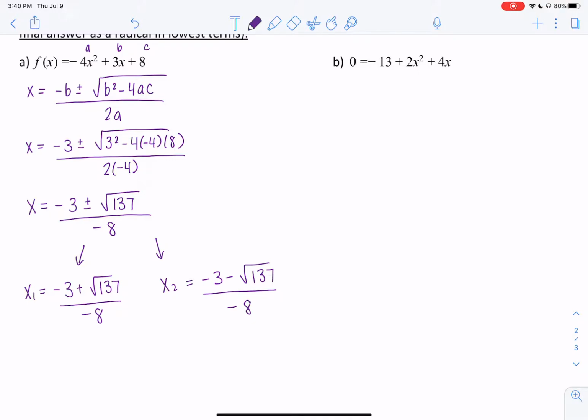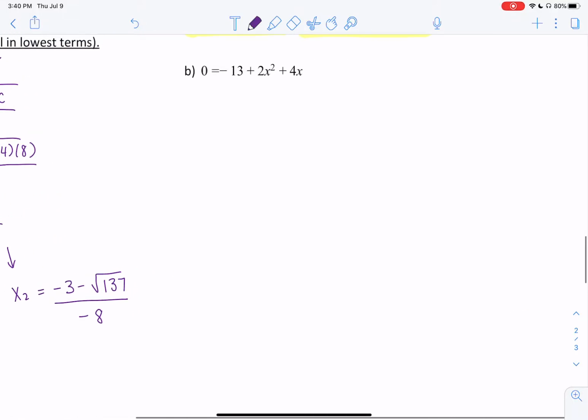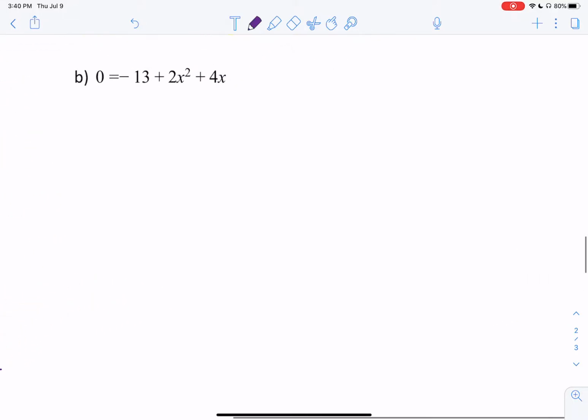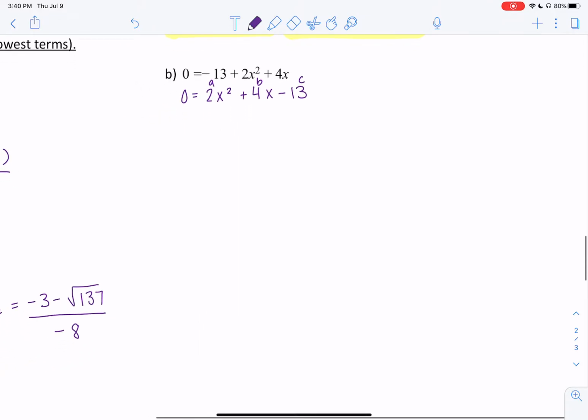Let's try the next one. For this one, same idea. We have to label our a, b, and c. But in order to do that, we have to have it in the proper order. So we always start with the term that has the highest exponent, and then go down to our constants, the ones that don't have variables, at the end. Now we can label our a, b, and c and put that into our quadratic formula.